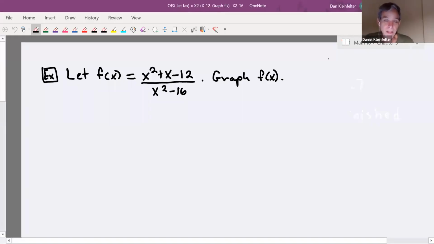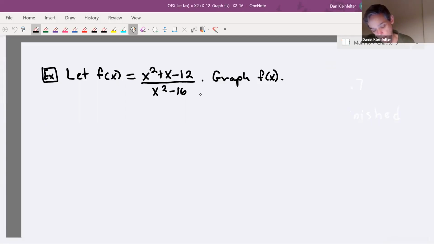Welcome back, everybody. In this video, we'll be finishing up section 3.6 by graphing another example of a rational function, and then we'll look at something called slant asymptotes along with some examples. So let's get started with one more graph example.